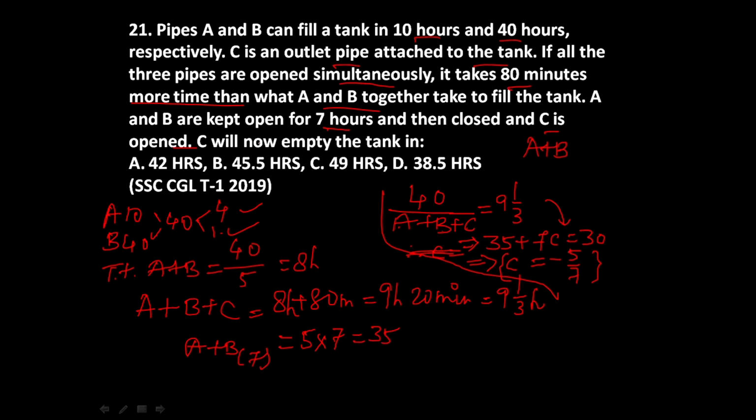Now C will empty this 35 units of the filled tank. So how much time will it take? C will take 35 divided by 5 by 7, so 35 into 7 by 5, which is 7 times 7, 49. It will take 49 hours to empty the tank. So option C will be the right one. Clear? If you have any queries regarding this question, you can ask. We are moving to the next one now.